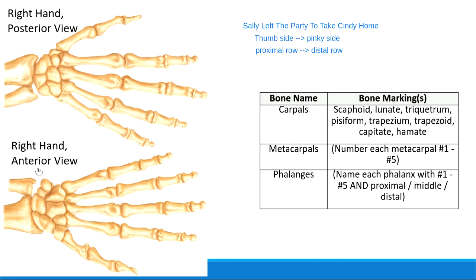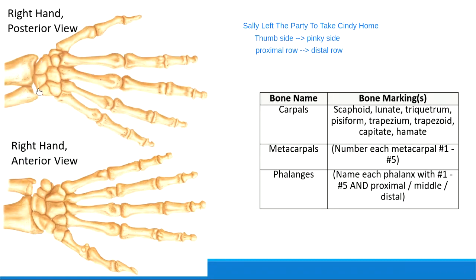When we look at the posterior view, what it looks like on the back, here's how you'll know that you're looking at the posterior view. There will only be three bones along this proximal row right here. Because remember, the pisiform bone is attached to the triquetrum. So when I look at where that bone will be found, when I'm on the back side, I can't see the pisiform bone. So then it looks like there's just three bones in this proximal row here.